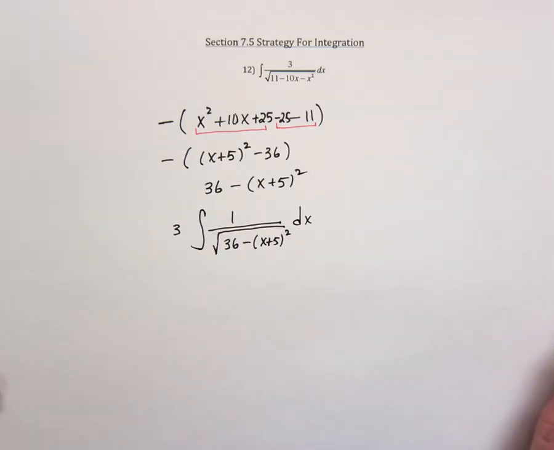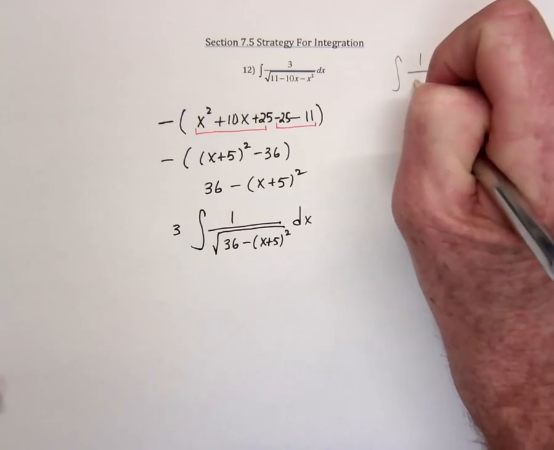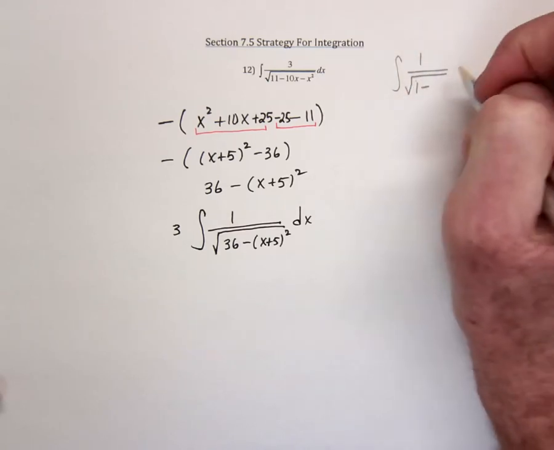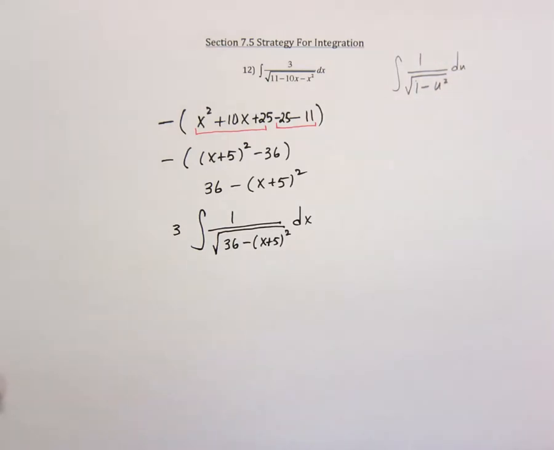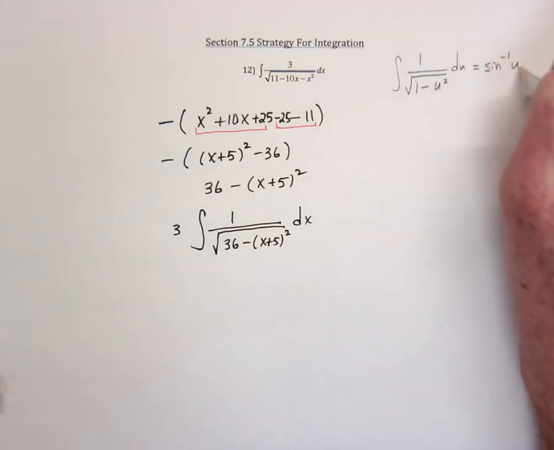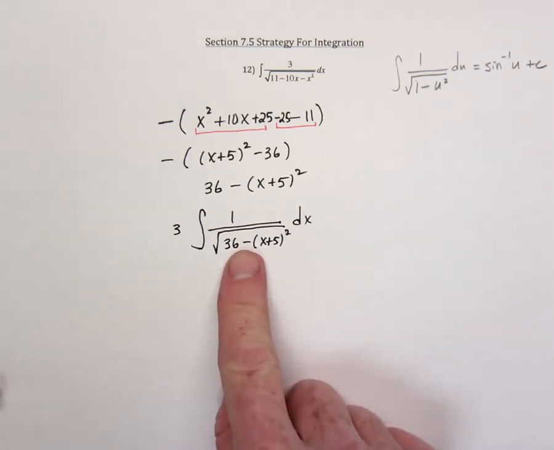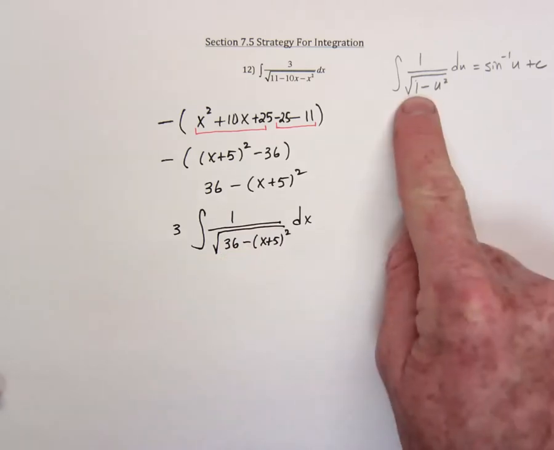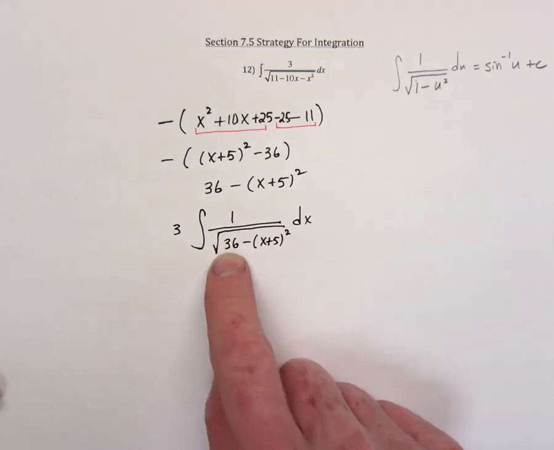And then at this point you should recognize, well, if this would have been a 1, or in other words, if we had integral of 1 over the square root of 1 minus u squared, that right there is sine inverse. So this is going to end up to be sine inverse, but we need to change the 36 into a 1. So we need to factor it. And if you look back to problem number 7 in this series, I did one similar.